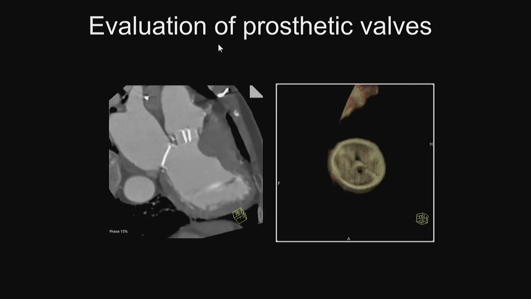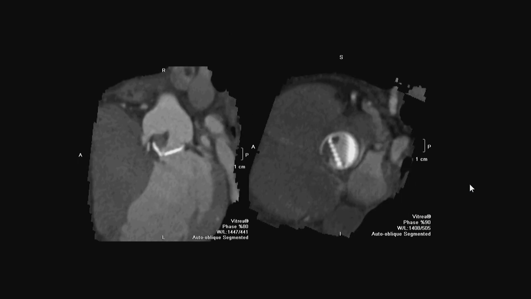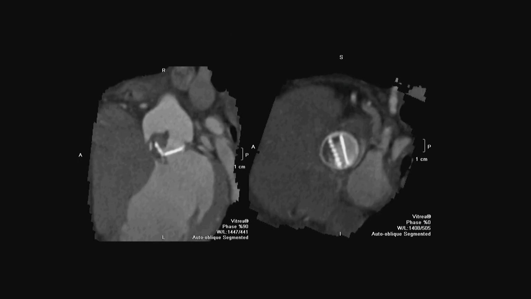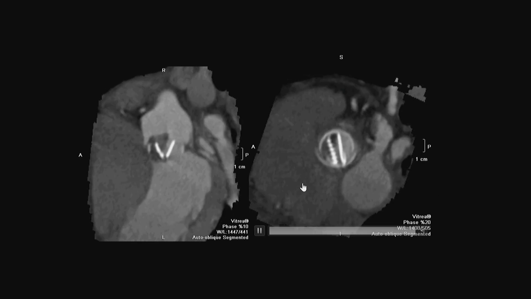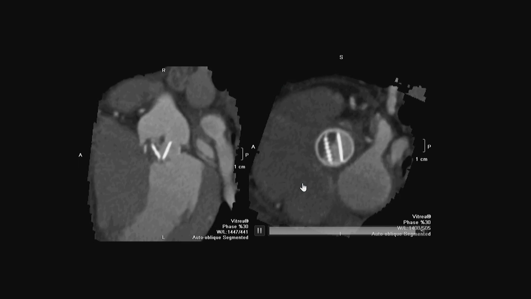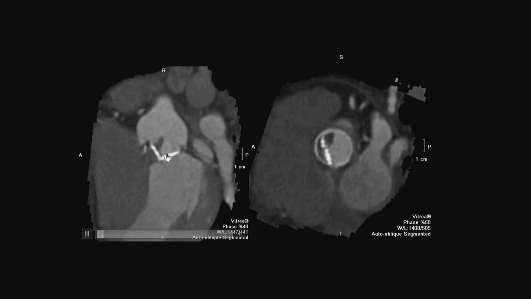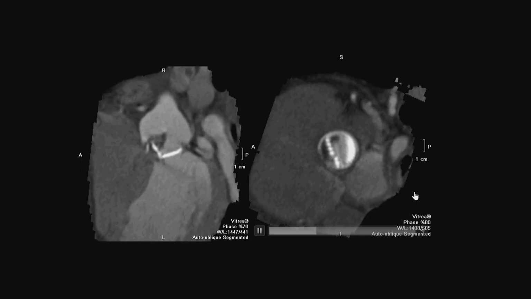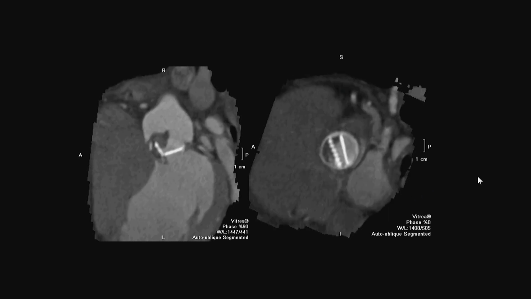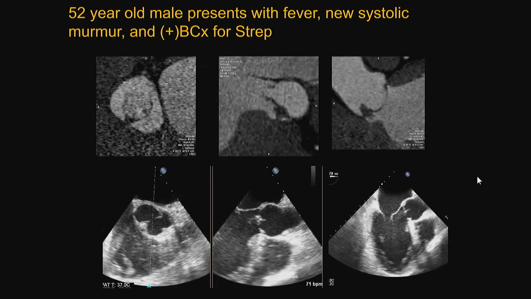CT is also useful for evaluating prosthetic valves, especially since many of these valves cannot be adequately evaluated with echocardiography due to various artifacts. In this slide here, we see an example of a thrombus involving a mechanical valve. This can be evaluated with fluoroscopy in the cath lab, but CT is another very good technique to see whether a mechanical valve is opening or not, and we can directly visualize thrombus in this particular valve in a patient that should have been anticoagulated.